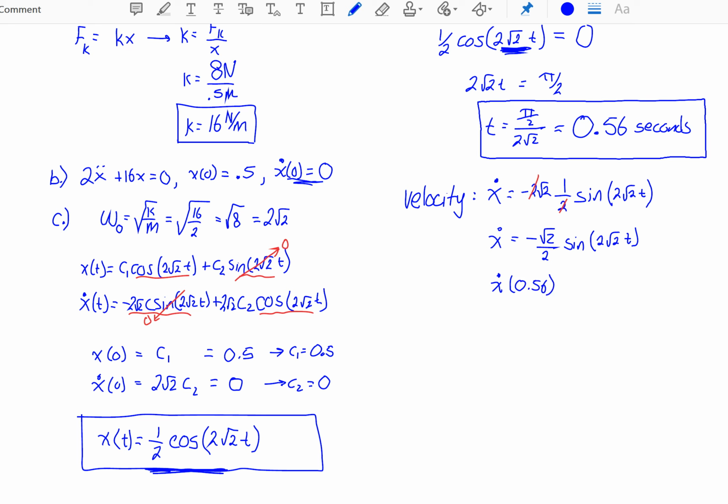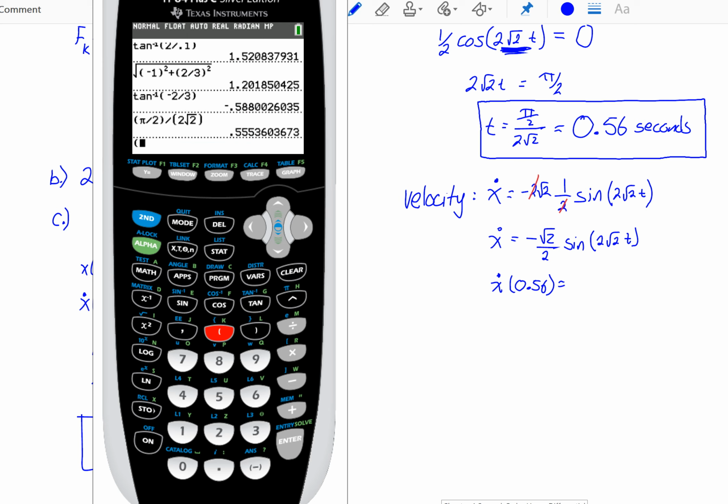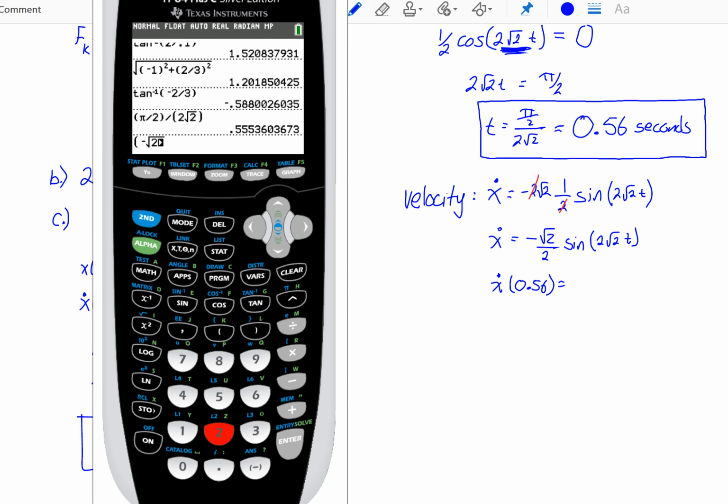And we want to know now, what is the velocity at 0.56 seconds? So plug in your 0.56 seconds here. So there's my negative √2 divided by 2 times the sine of 2 square root of 2 times the 0.56 seconds. I think this looks right.